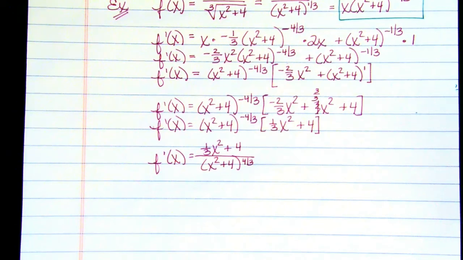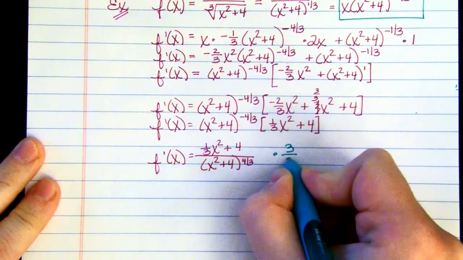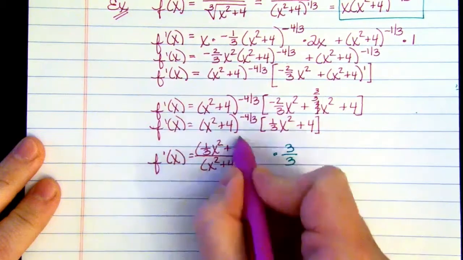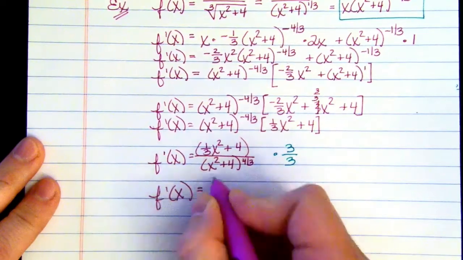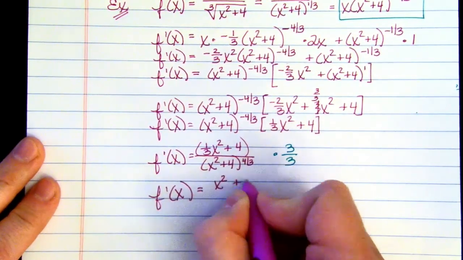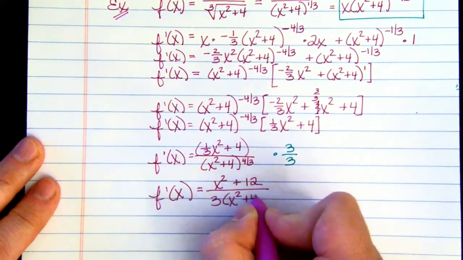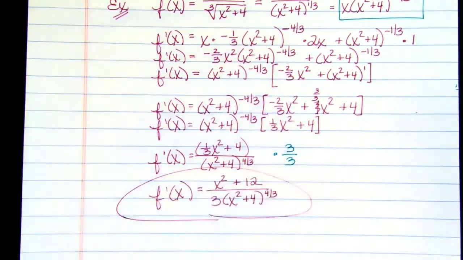One last little issue though. I'm not allowed to leave a fraction inside a fraction. I'm going to go and multiply the top and bottom of this by 3 to turn this fraction into something that's not a fraction. I'm going to have to go and distribute the 3 though to both of those pieces up top, and we're going to get f prime of x equals (x squared plus 12) over 3 times (x squared plus 4) to the 4/3. And I think it's fair to say that that's about as tough as these are going to get.